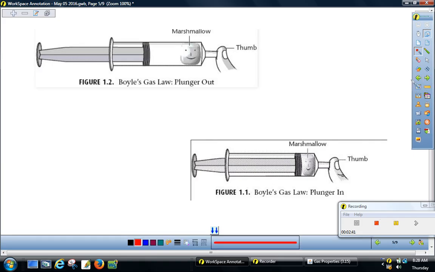Something we did in class maybe already is a marshmallow demo. We put a marshmallow inside of a syringe, and we push down on the plunger. As we push down on the plunger, we're forcing the air particles that are inside here, moving around, colliding, pushing in on the marshmallow. We force them into a tinier volume, and so those particles will crash into the marshmallow more often, creating more pressure and making our marshmallow get smaller. So that marshmallow allows us to visually see the increase in pressure.